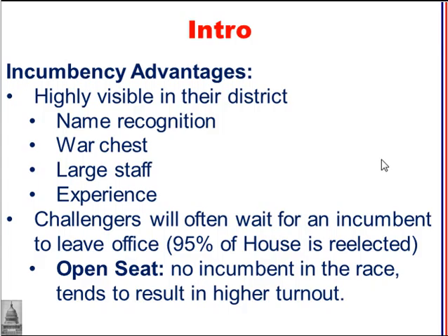Congressmen and congresswomen are also highly visible in their district. Within their district, they do have a lot of name recognition. They also have a war chest. They have a large staff. They have the experience of having run a campaign before. Usually, all these things that make up the incumbency advantage scare off the challengers, and usually challengers will wait until there's an open seat to run. If 95% of the House is reelected, it is very tough to beat an incumbent in the House. So an open seat is when no incumbent is in the race, and this tends to create higher turnout.